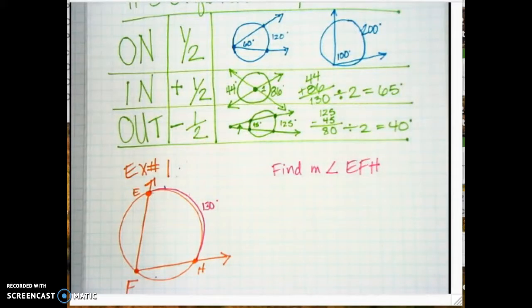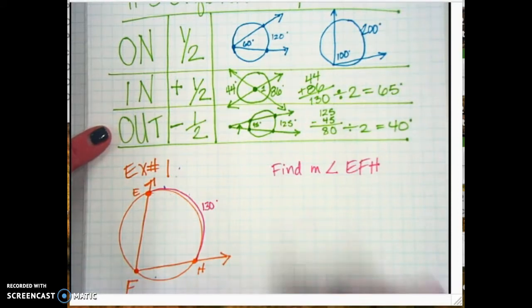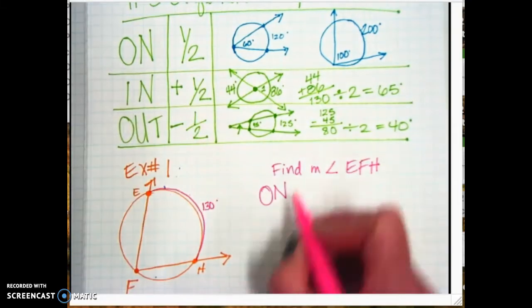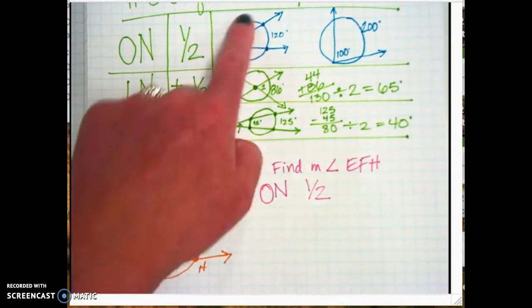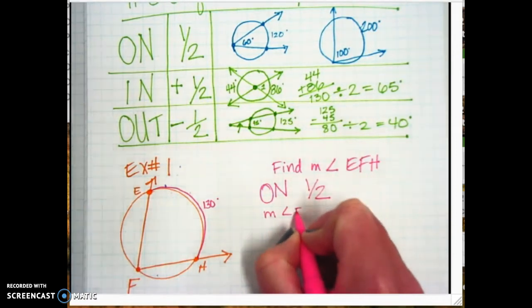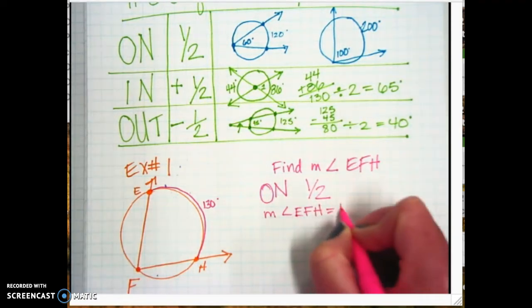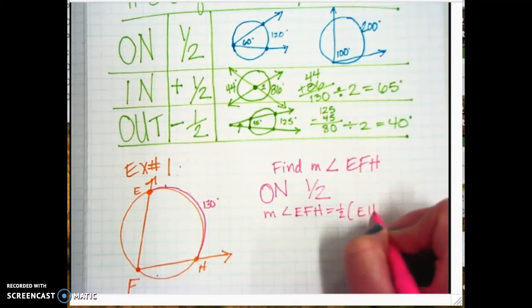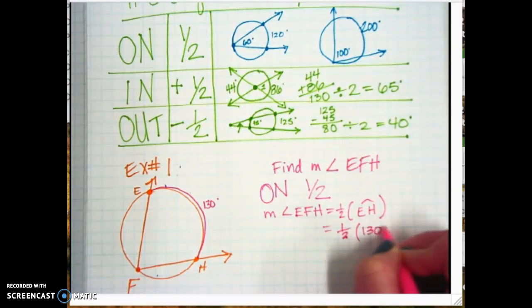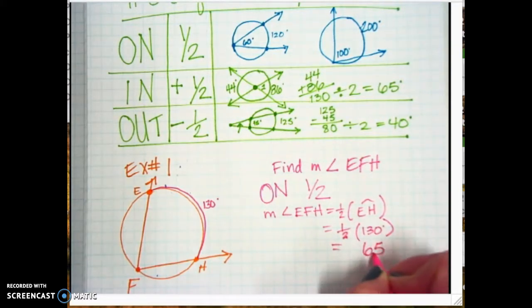So you want to look at your 3 options up above and decide, is your vertex on, in, or outside that circle? Which is it? On. Okay? So next to on, it tells you you're just going to take half of the intercepted arc. So we're going to say the measure of angle EFH is equal to half of arc EH. And its measure is 130 degrees. And with my calculator, I got 65 degrees.